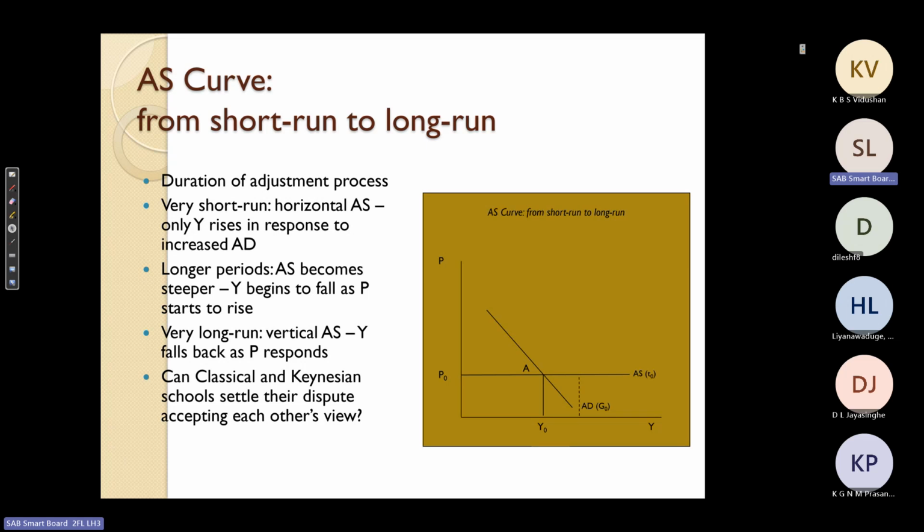But when time takes place, what happens? This supply curve changes, its slope changes. Now here, what happened in the very short run? When aggregate demand rises, prices do not change.